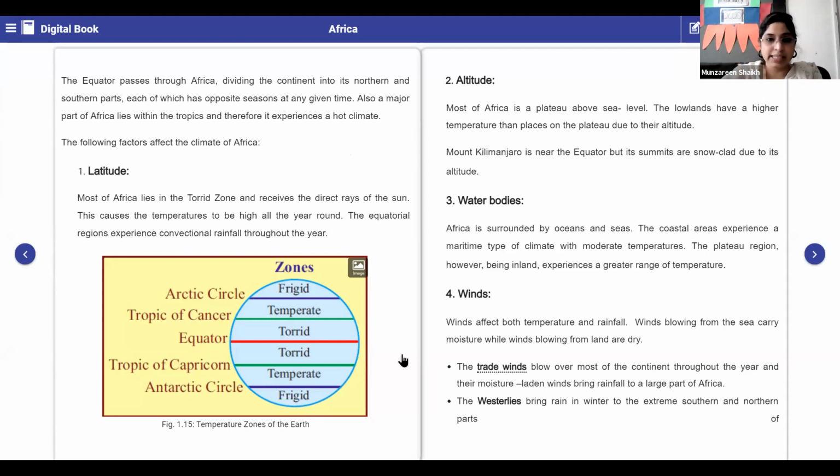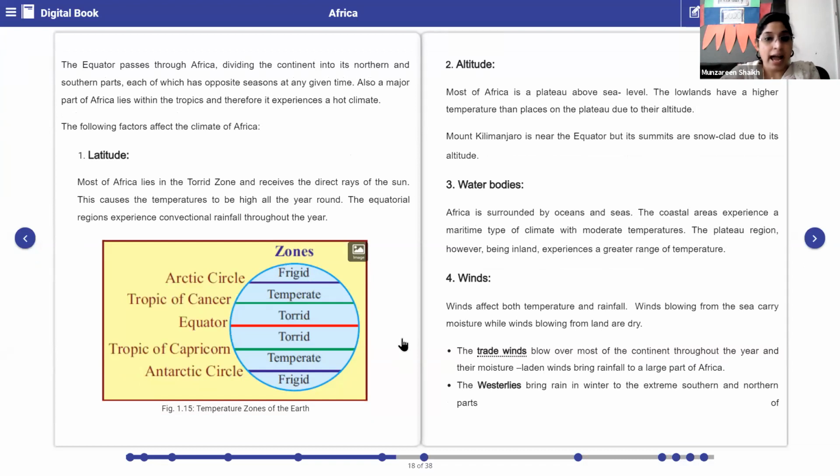So now, basically, the equator passes through Africa, and therefore, it is dividing the entire continent into northern and southern parts, each of which has opposite seasons at any given time. Also, a major part of Africa lies within the tropics, therefore, it experiences a hot climate.